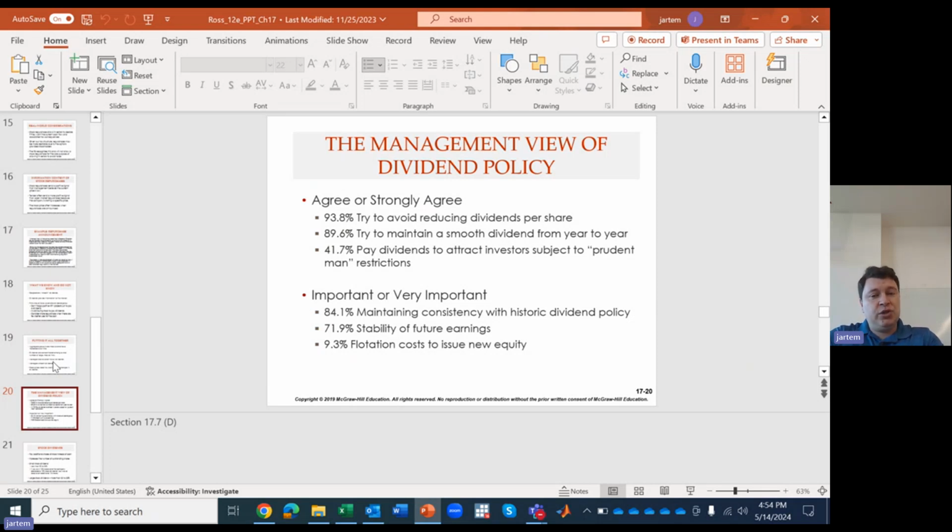Stability of future earnings is important. And then 9.3% say flotation costs to issue new equity are a consideration. That's a small number, so almost none of them actually consider it. Just goes to show you flotation costs are there, but to most firms, they're not that much. But I just want to point something out to you.